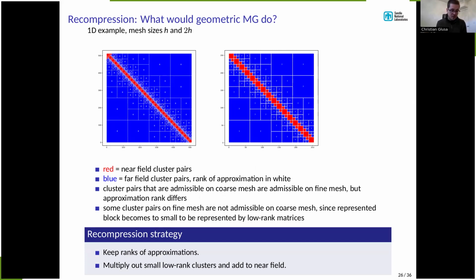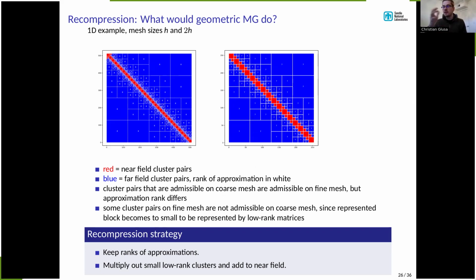So the question is, how do we want to recompress our operator on coarser levels of our multigrid hierarchy? A priori, I don't know how to do this. So I decided, let's just look at what geometric multigrid would do. What I'm showing here, on the left, is a 1D operator assembled on a fine level, and on the right on a coarser level.